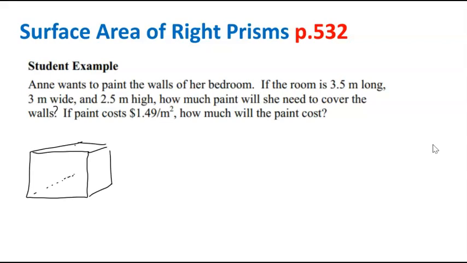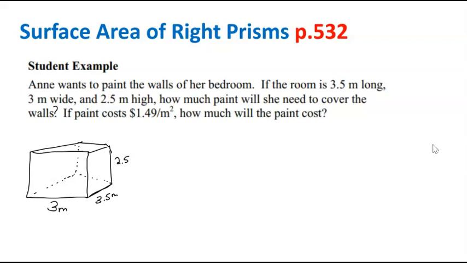We know that she's not going to paint the floor and she's not going to paint the ceiling because they didn't tell us about those. They just said the walls. So we can label here, and when we label, we see that we have one length of 3 meters. We have one which is 3.5, and it doesn't matter which order you put these in, and the height is 2.5. When we draw this, we can discover that the front and back walls are the same dimensions and the side walls are the same dimensions.